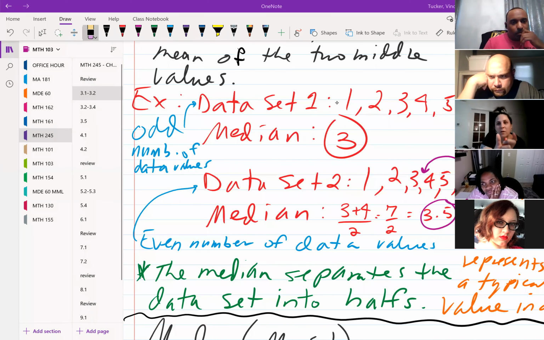So then you would take those two middle numbers if you had 10 and add them together and then divide by 2 again. Right. And then go, okay.